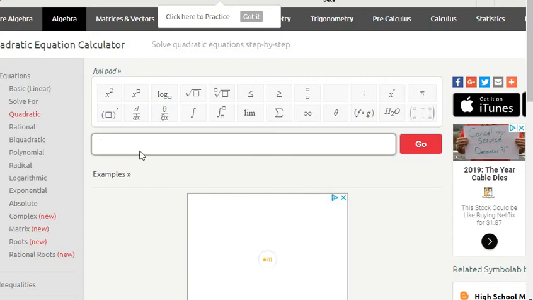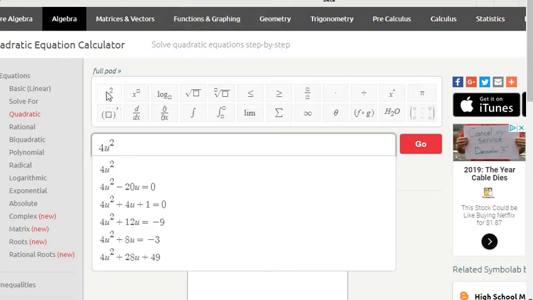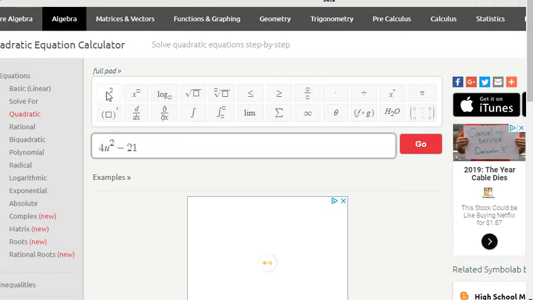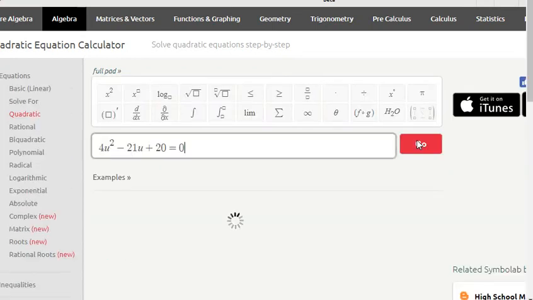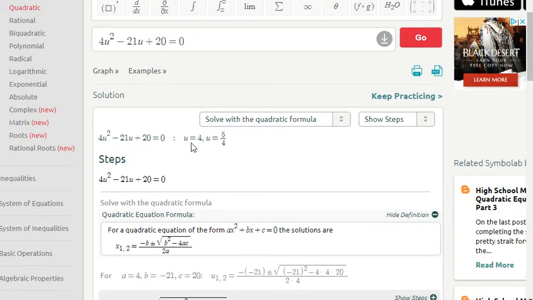Let's go back to our Symbol Lab and type in 4u. Now, I think if you hit the squared button, there you go: 4u squared minus 21u plus 20 equals 0. So there's our equation. And when you're ready, hit the magic button, and bam. Wow, that's pretty cool. You got your two solutions here: u equals 4 and u equals 5/4. Booyah, that's cool.